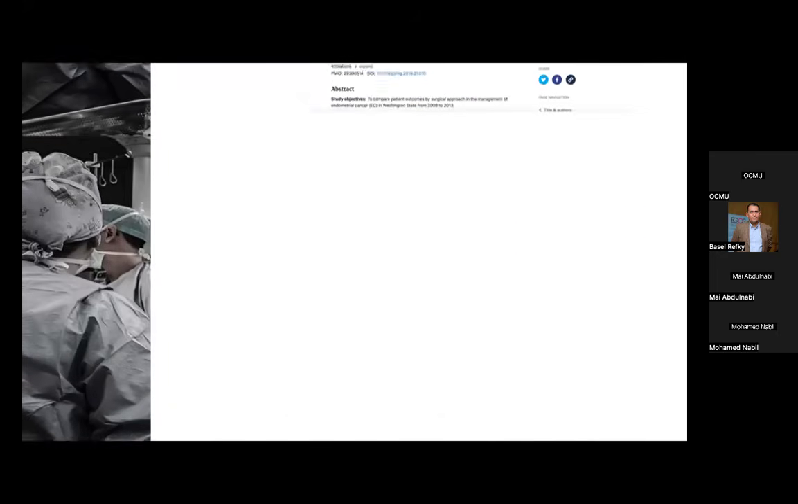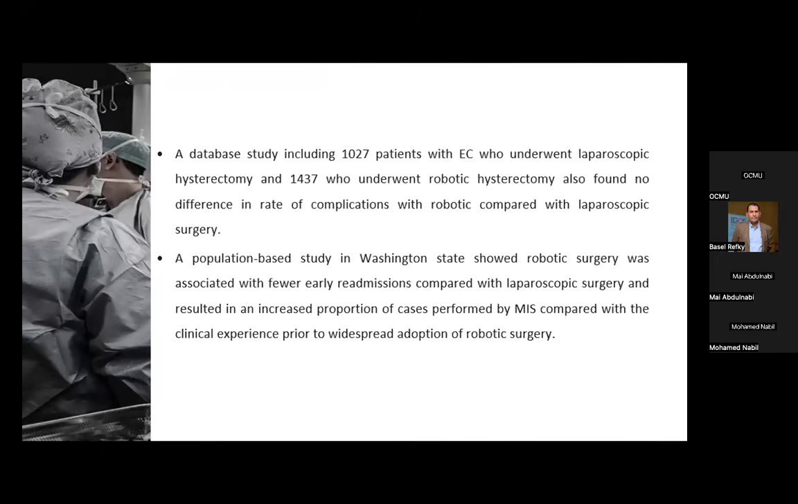These are also other trials about the robotic surgery. A database study was published including about 1,000 patients with endometrial cancer who underwent laparoscopic hysterectomy, and about 1,500 who underwent robotic hysterectomy, also found no difference in complication rate between both groups. So to speak in brief, the robotic has less rate of conversion to laparotomy compared to laparoscopy, but it has a much, much higher cost. Nearly the same survival benefit, nearly the same post-op complications and post-op morbidity.